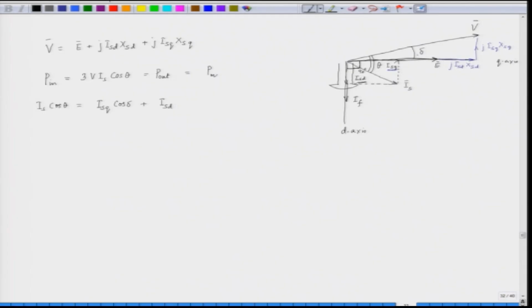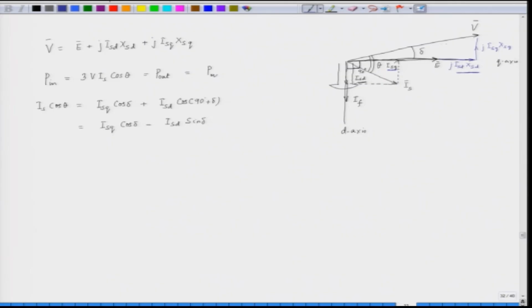So, 90 degree plus delta, cos 90 degree plus delta. If we simplify this, what we get here is I S Q into cos delta minus I S D into sin delta. Now, we need to find out what is I S D and the value of I S Q. From this phasor diagram, we see that I S D is appearing at this point here.